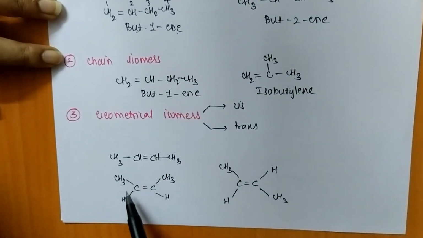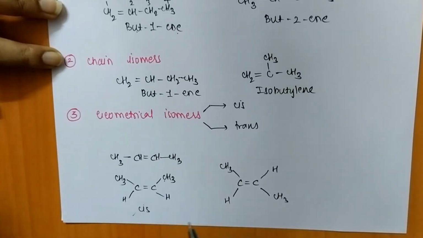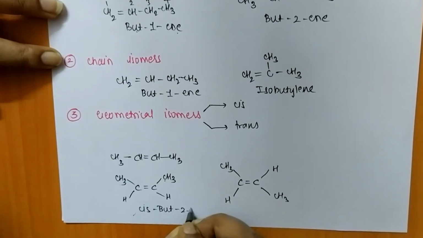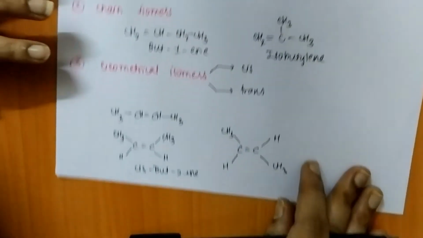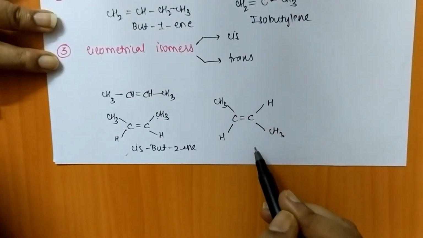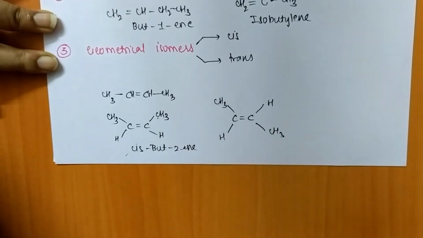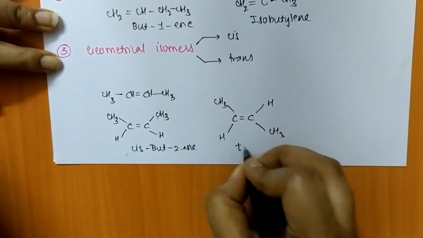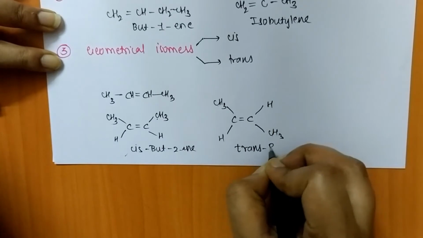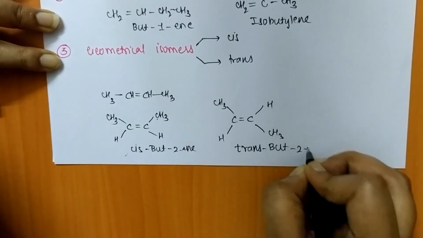Now this is a cis isomer because the same groups are on the same side. So they are called the cis geometrical isomers. This is written as cis but-2-ene. While this particular compound is trans because the same groups are on the opposite sides of the double bond. That's why it is written as trans but-2-ene.